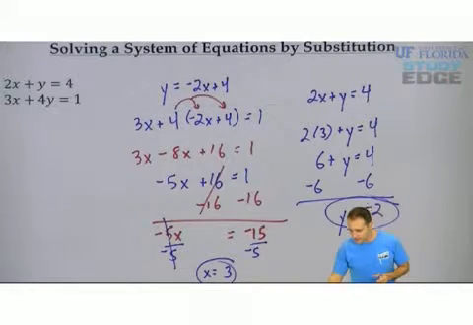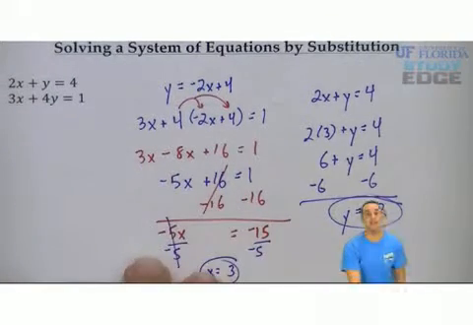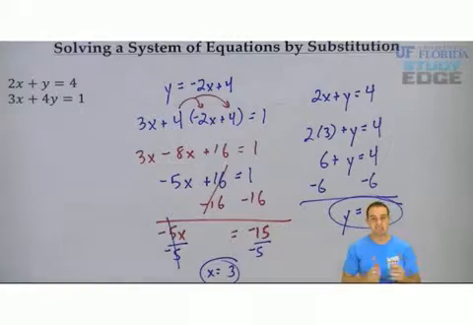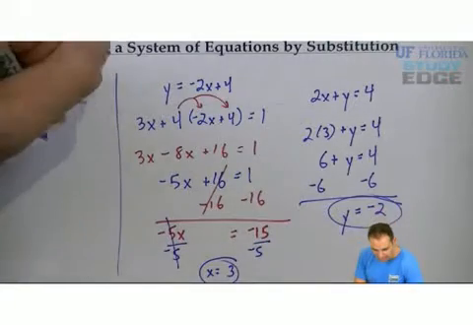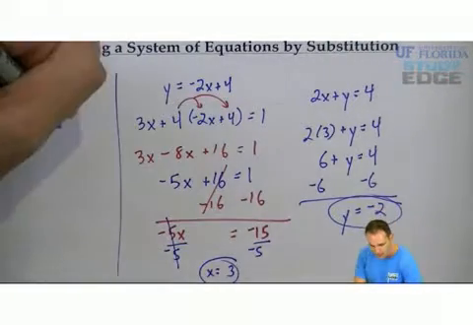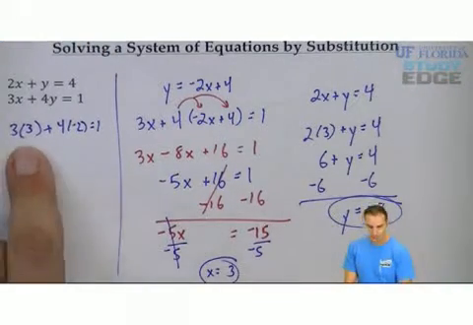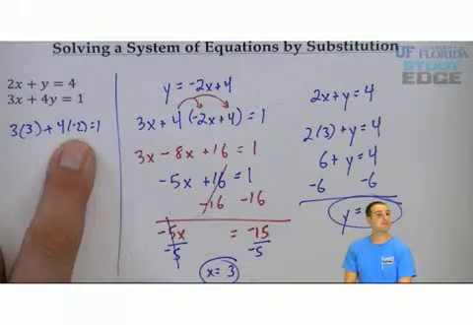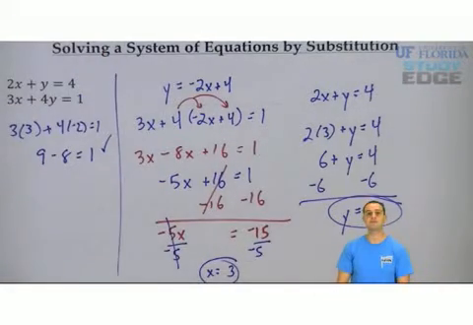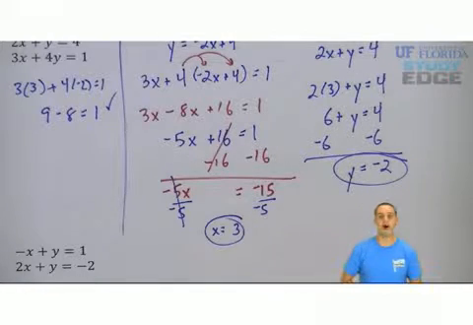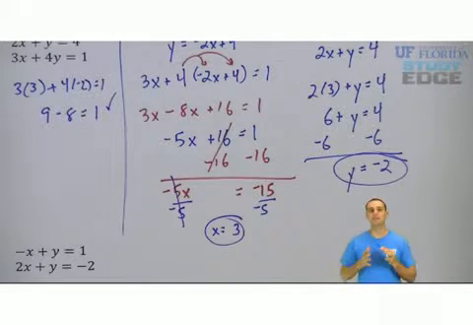And if you have more time, you can go ahead and plug them both back into the other equation and make sure that the left and right hand side are equal to each other. Meaning, going all the way back to this equation and getting 3 times x, which we saw is equal to 3, plus 4 times y, which is equal to negative 2, equals 1. 3 times 3 is 9. 4 times negative 2 is negative 8. And 9 minus 8 does equal 1. So our answer is x is 3, y is negative 2. X is 3, y is negative 2 would be the solution for this system of equations.